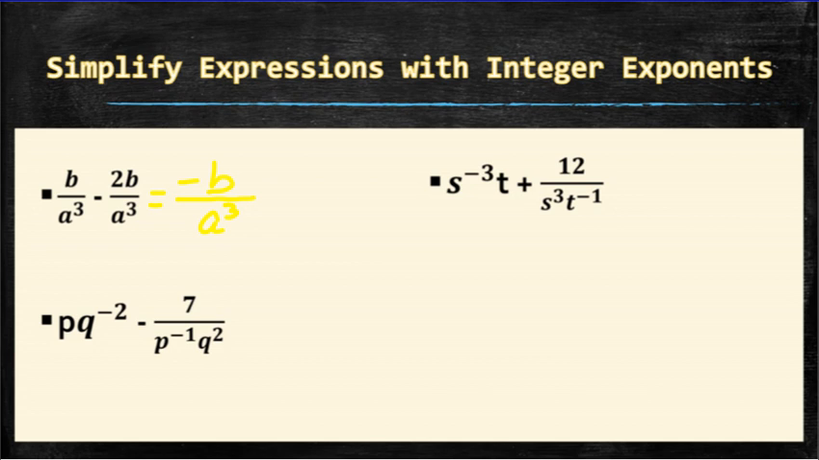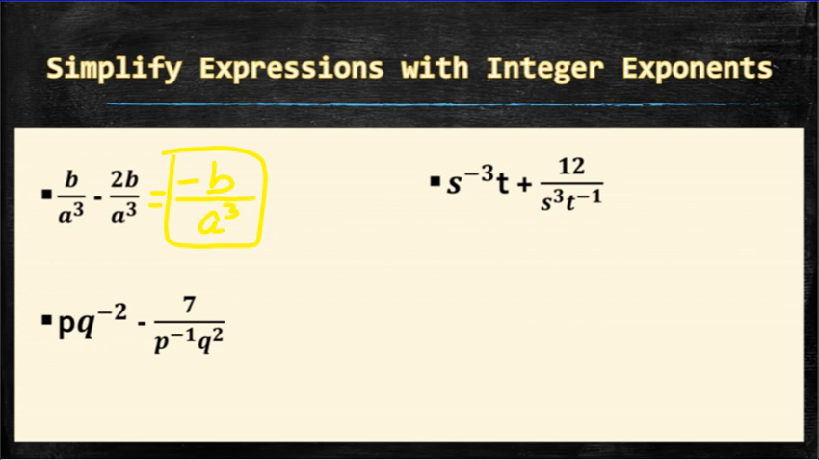And we're not looking for excluded values here, so we would just keep this as our answer. Next one, we have pq to the negative second minus 7p to the negative first q squared. This will make it easier if we get rid of our negative exponents.